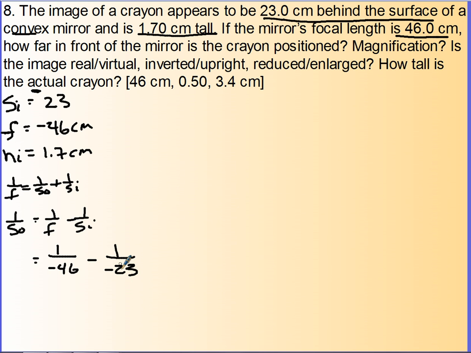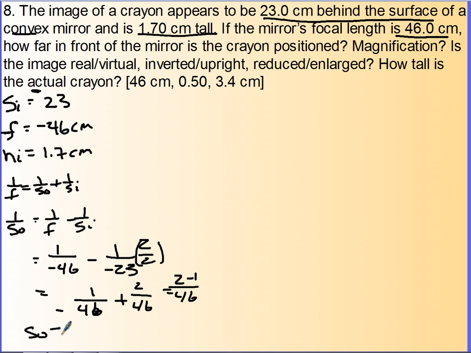So let's get a common denominator of 46. Common denominator 46, so that's negative 1, plus, I need to multiply 2 over 2, so this is 2 minus 1 over 46. So my object distance is, 1 over 46 is just 46. Sorry. It's been a long day.